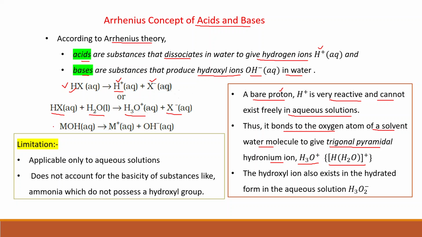In the same way, this is the base MOH. When dissolved in water, it gives M+ ion and OH- ion. The hydroxyl ion also exists in hydrated form in aqueous solution, like this, H3O2-. Simply, when this OH- reacts with H2O, we get this species.